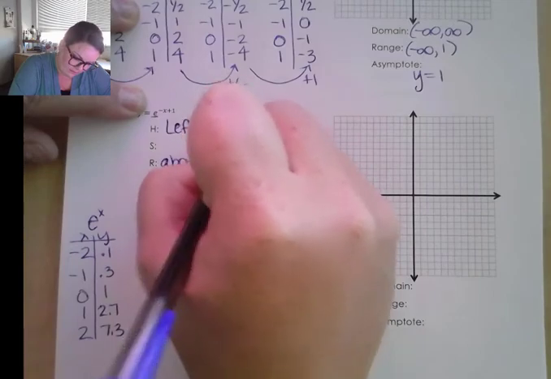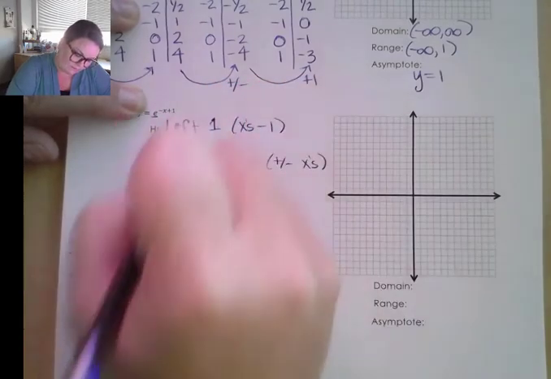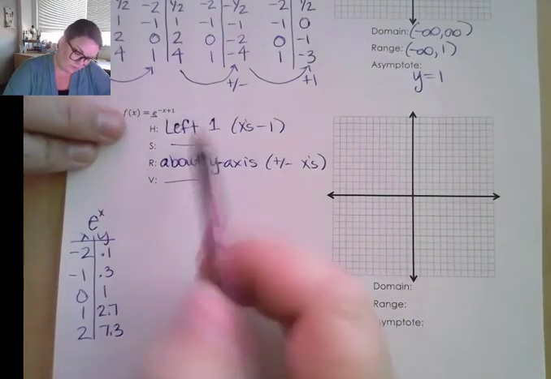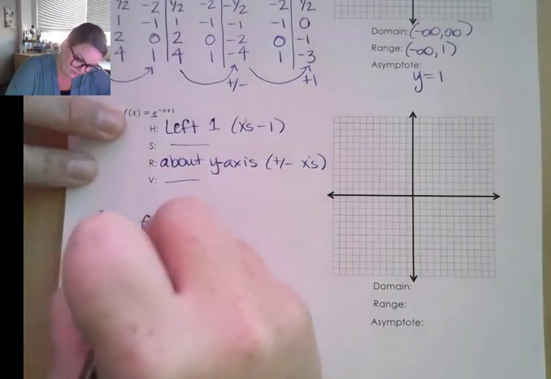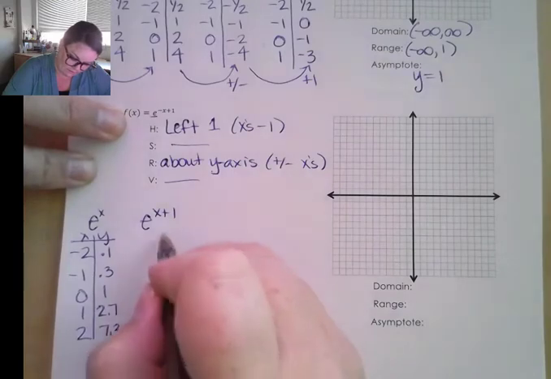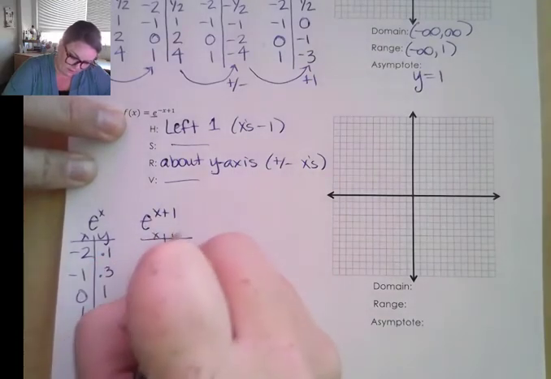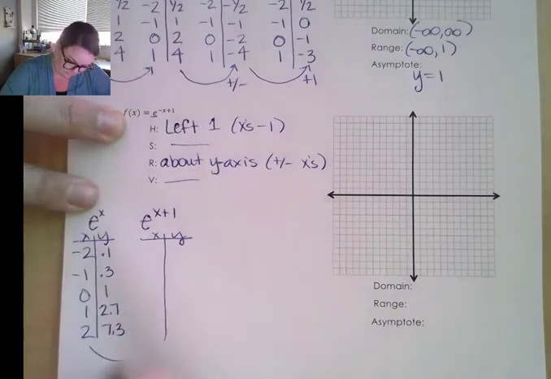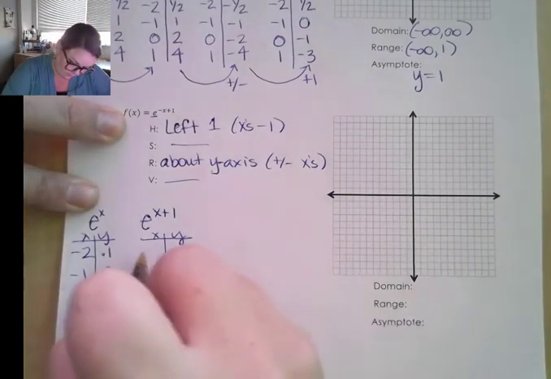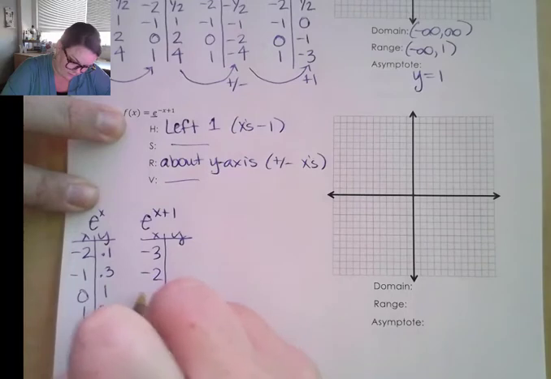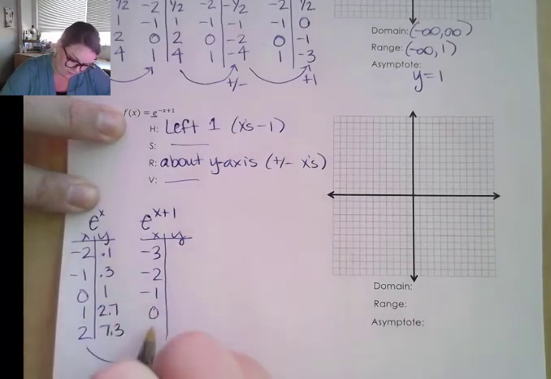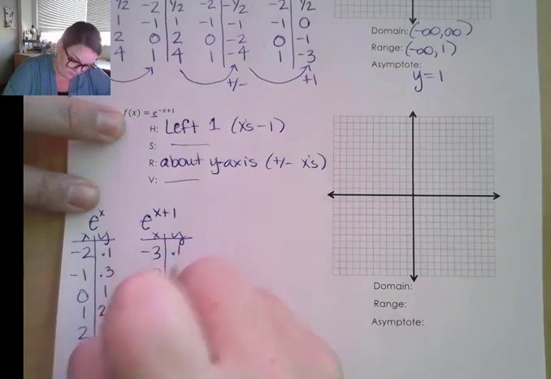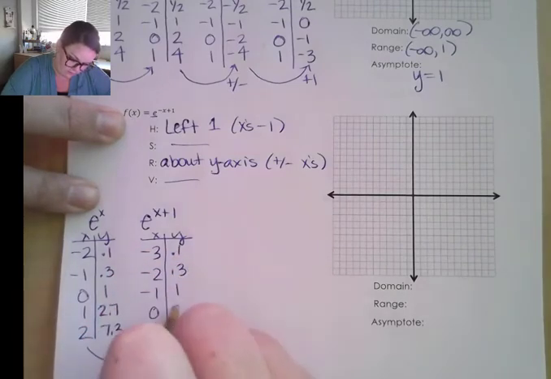So we're going to take our x's and subtract 1. Okay, so we're going to do our horizontal shift first. So e to the x plus 1. We take our x's from the previous table, subtract 1 from them, which gives us -3, -2, -1, 0, and 1. Our y's stay the same, 0.1, 0.3, 1, 2.